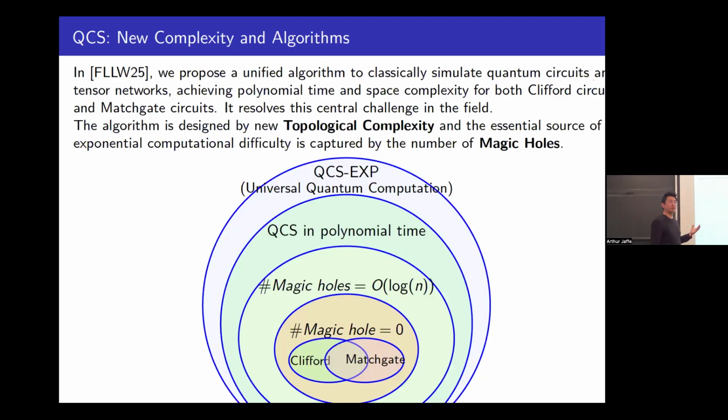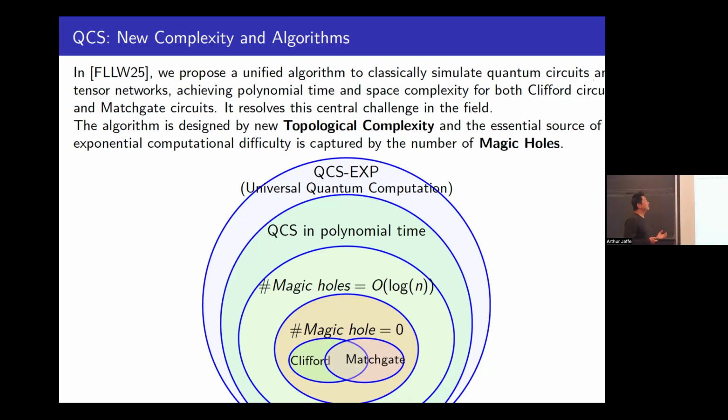And in the second work, we propose a unified algorithm to classically simulate the quantum circuits on tensor networks. So based on those presentations, we can also design algorithms for classical simulation. And then we count the computational complexity in space and time. And we achieve polynomial complexity for both Clifford circuits and match gate circuits. So that's the very exciting point. We do beat this central challenge in this recent work. So that's why we build up this new talk to explain this very exciting work.